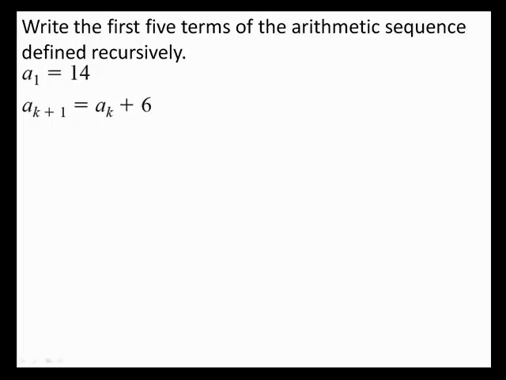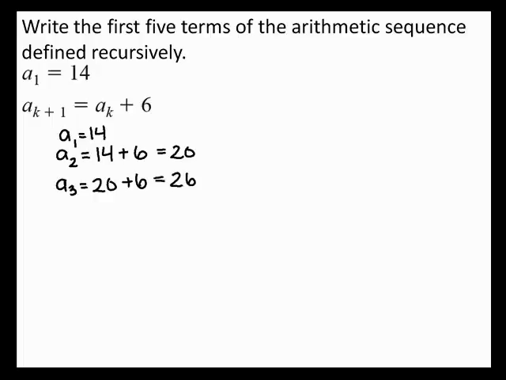Write the first 5 terms of the arithmetic sequence defined recursively. a sub 1 is equal to 14. a sub k plus 1 is equal to a sub k plus 6. a sub 1 is equal to 14. a sub 2 is equal to 14 plus 6. Simplify 14 plus 6. a sub 2 is equal to 20. a sub 3 is equal to 20 plus 6. Simplify 20 plus 6. a sub 3 is equal to 26.